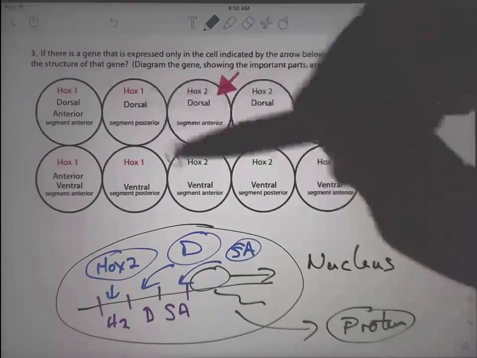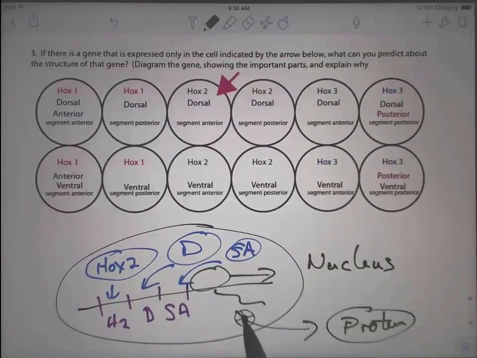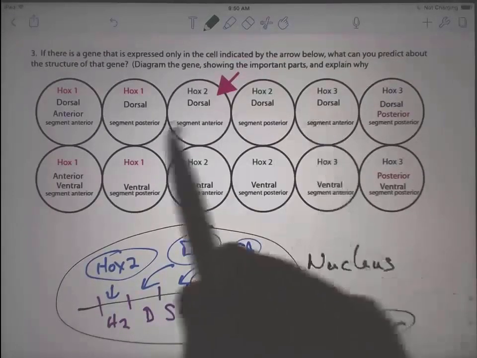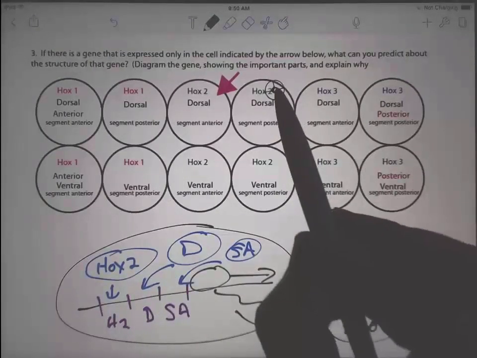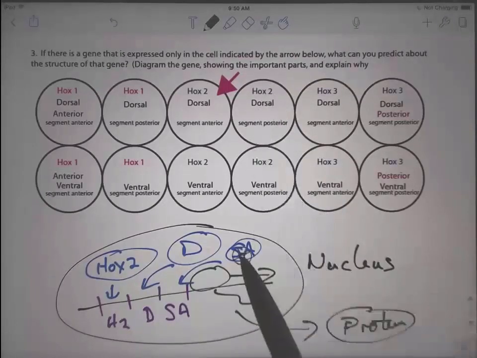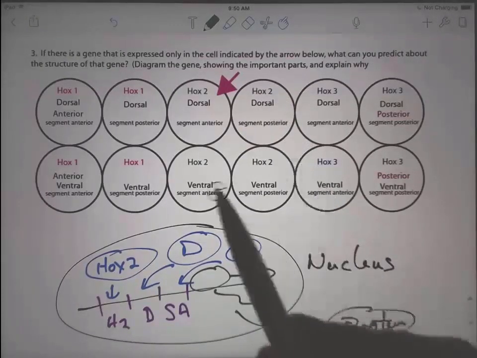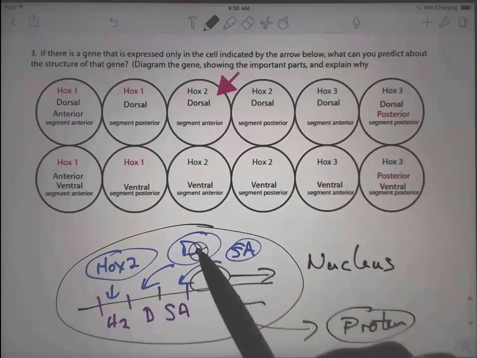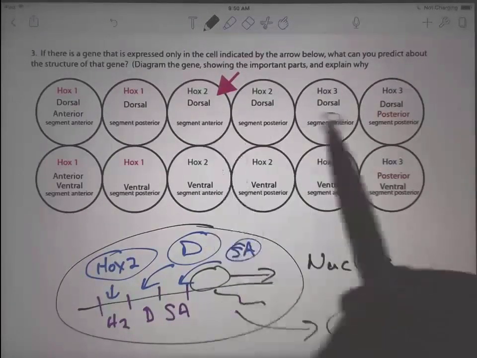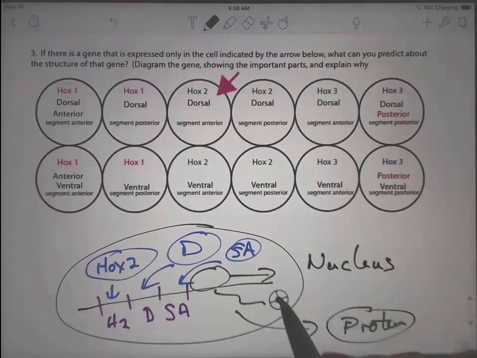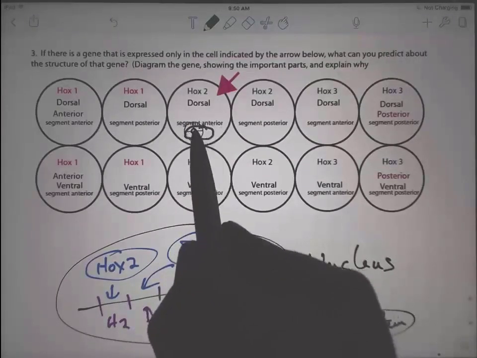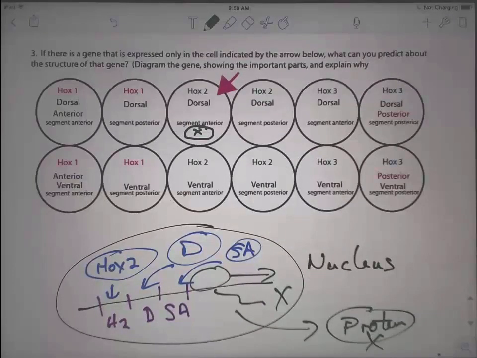So in this particular cell, this gene would be expressed, but it would be expressed nowhere else because no other cell has this combination. This one has HOX2 and dorsal, but it's segment posterior, the wrong one. This one has HOX2 and segment anterior, but it has ventral, not dorsal. So only in this cell will we get, let's call this gene X, so protein X, only in this cell will we get X and nowhere else.